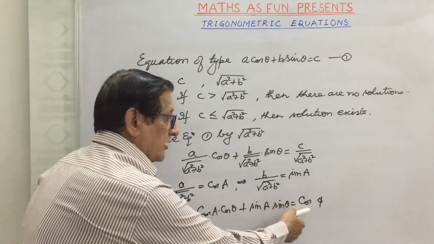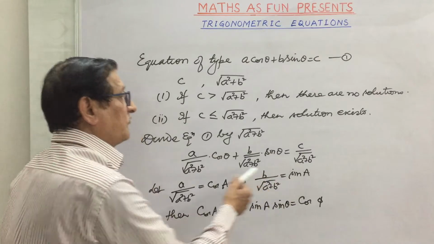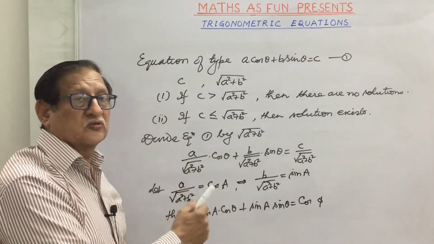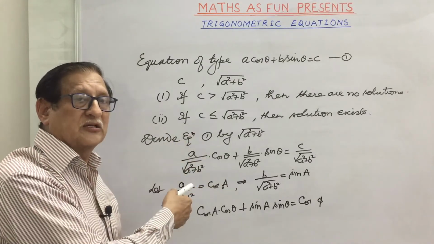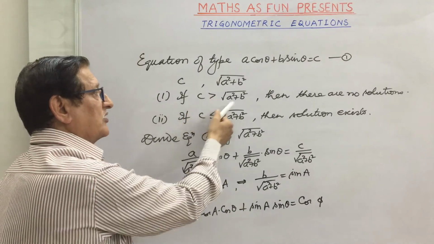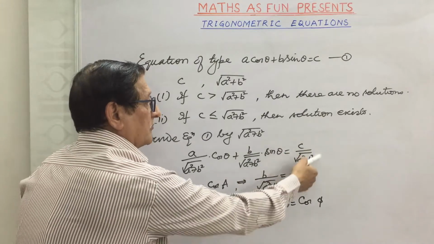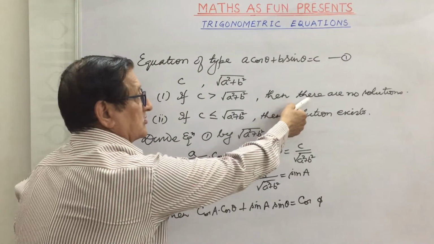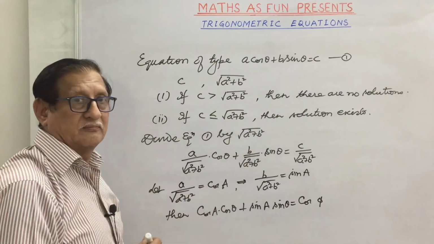See now, cos phi, or even if we take it as sin phi, cos phi and sin phi both are lying between minus 1 and plus 1. It means the value cannot be greater than 1 or less than minus 1. And that is the reason we say when c is greater than root of a square plus b square, the value of this part will become greater than 1 or less than minus 1, and we say the solution does not exist. I think this point must be very clear to you.